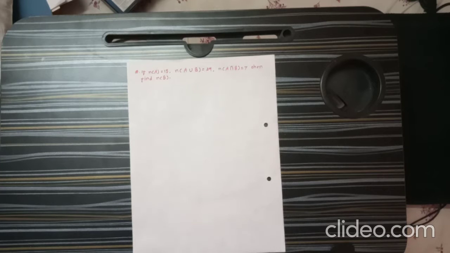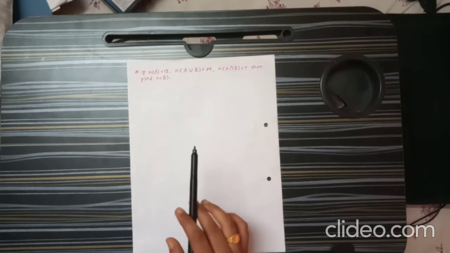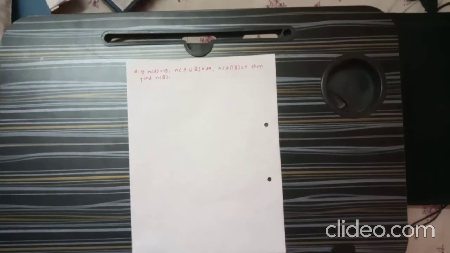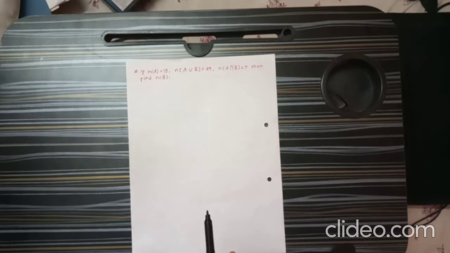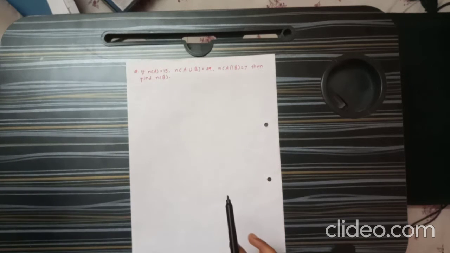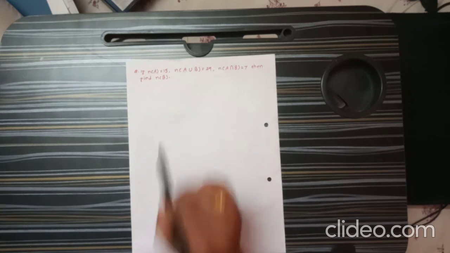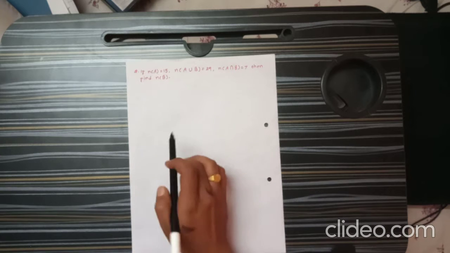Hi friends, in this video we are going to solve one example from practice set 1.4 of 9th standard mathematics, lesson number 1, Sets. In this particular example we will solve the example based on the number of elements in the union of sets and intersection of sets. For that, one standard formula we are going to apply to solve this specific example. So let's start solving this example.